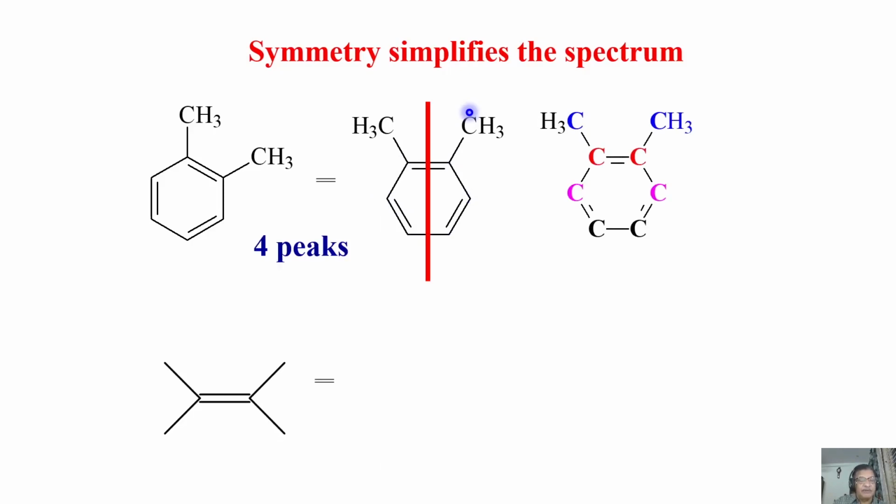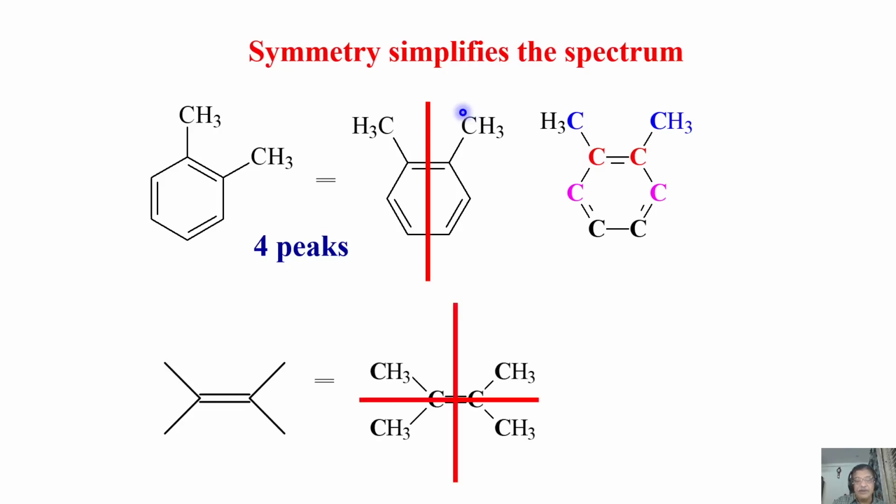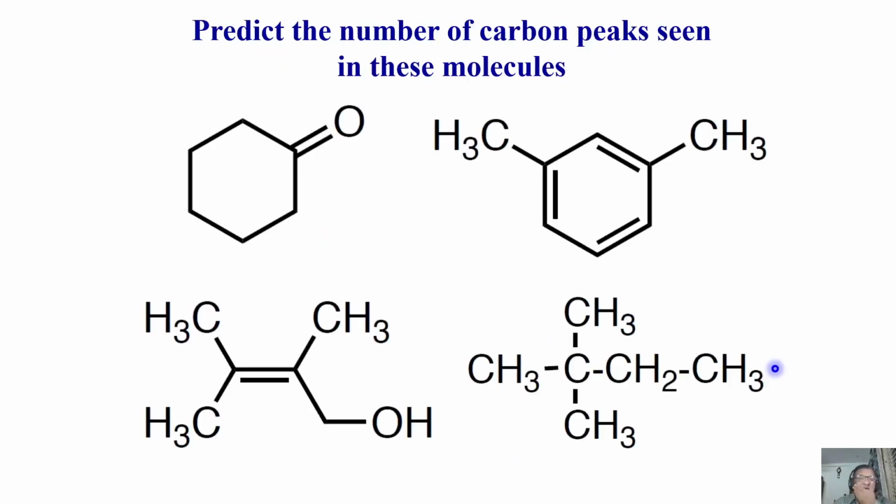Look at this molecule. How many peaks am I going to get here? There are only 2 types of carbon. These CH3s are all equivalent, and these 2 carbons are equivalent. As a consequence, you get only 2 peaks in this molecule. Now, we will predict the number of carbon peaks you see in these molecules.